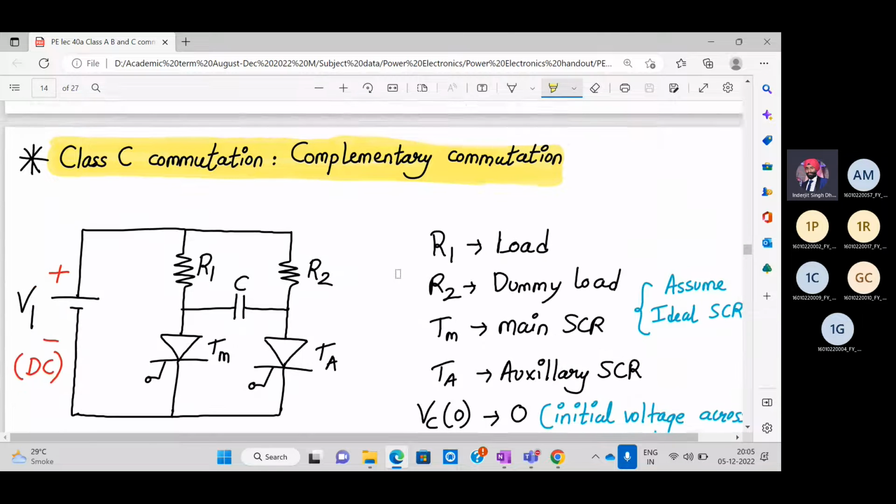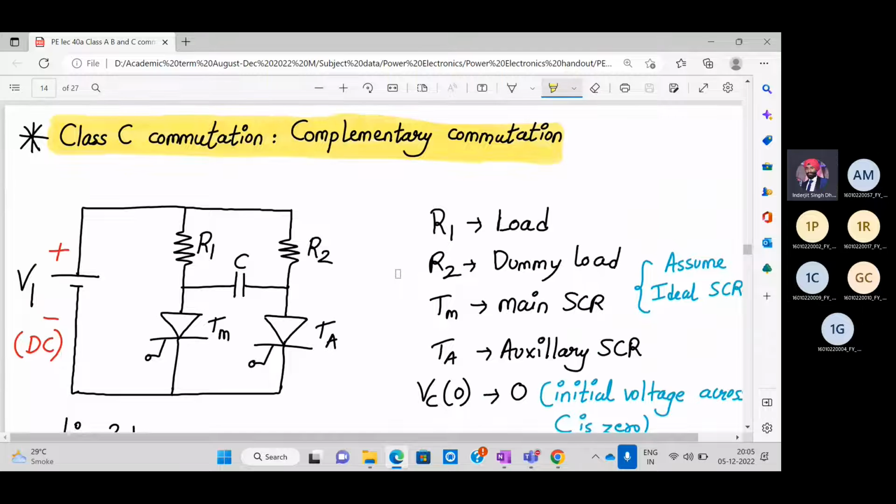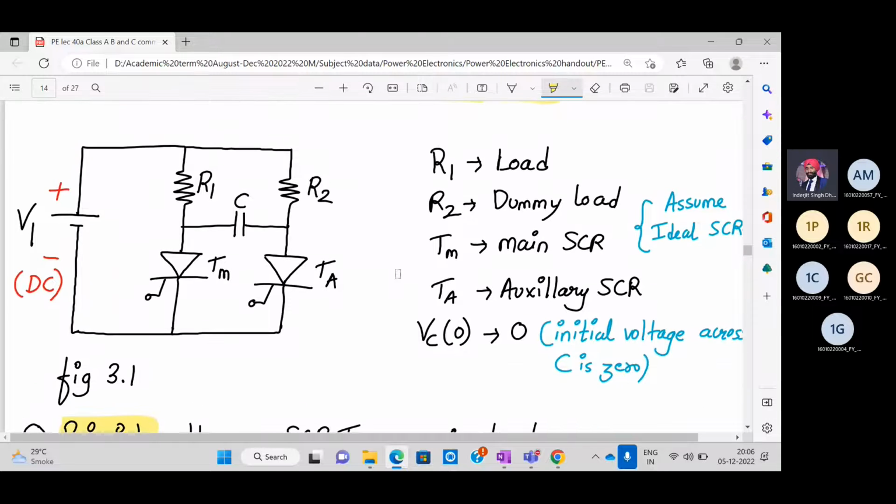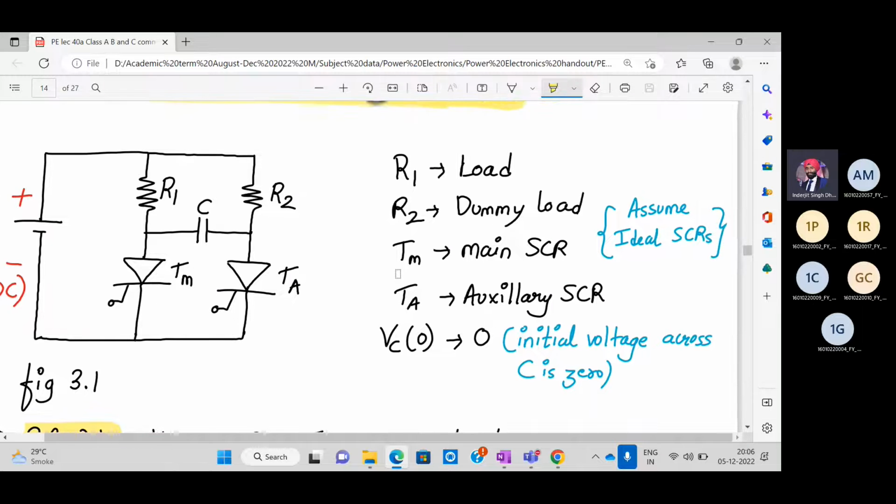This one will be interesting. So please listen. Class C commutation is complementary commutation. Here we have two SCRs, TM and TA. TM is called the main SCR. TA is called the auxiliary SCR. We are assuming ideal SCRs. R1 is the load and R2 is the dummy load. And we are assuming that the initial voltage across the capacitor is 0.